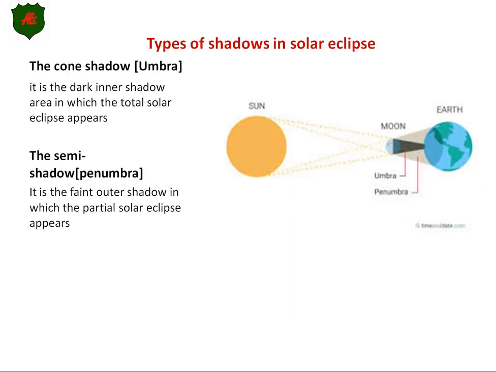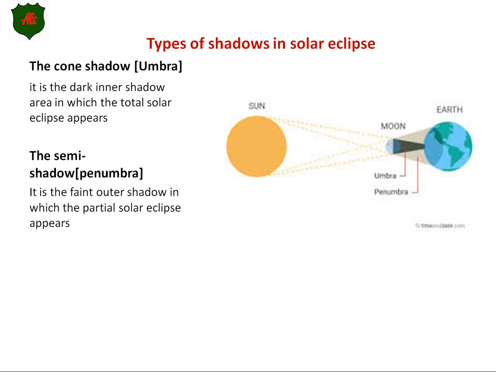So the types of shadows in the solar eclipse, as we see here, include the cone shadow. Other names for the umbra or the cone shadow are the real shadow area or the inner shadow. These are different names for the umbra. So the cone shadow, or the umbra, is the dark inner shadow area in which the total solar eclipse appears. While the penumbra is the semi-shadow. The word semi means half, so a semi-shadow means not a real one, and that's why it's the faint one. So it is the faint outer shadow in which the partial solar eclipse appears.